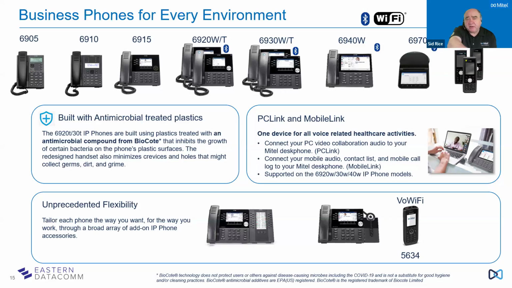The difference between the 6920 and the 30, that 20 can use the sidecar you see there with 28 buttons on the bottom. So I can actually have up to 3 of those. So if I'm an admin for a school district and I need to be able to see buttons for everybody in the school, I can have a phone with 3 of those daisy chained on it, which gives 3 times 28 buttons.